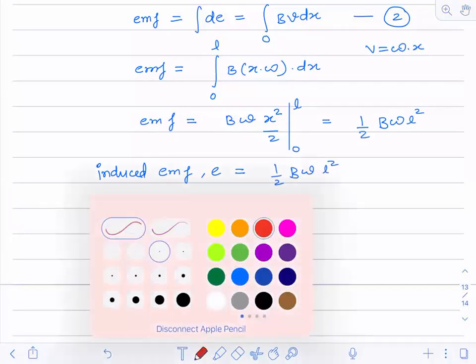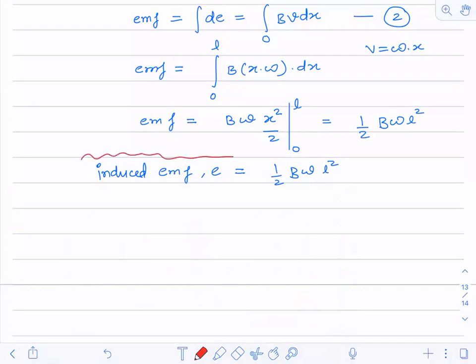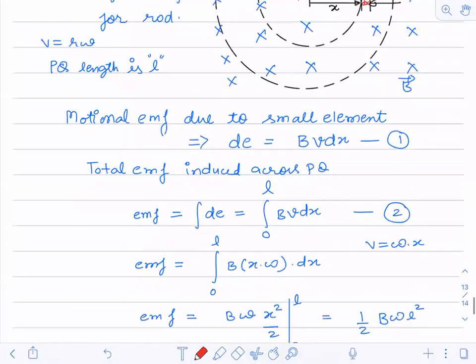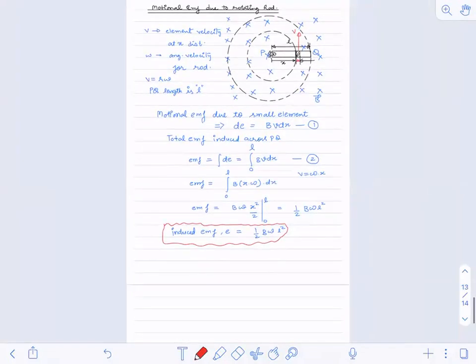Is there any doubt now? Is there any doubt in this?